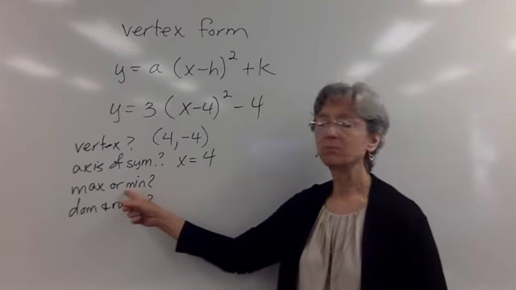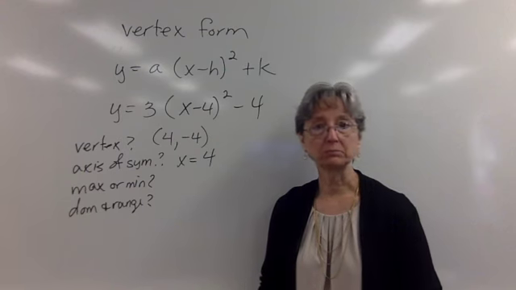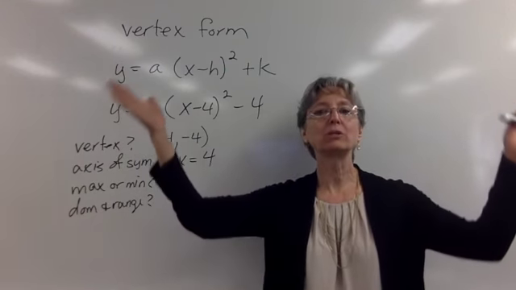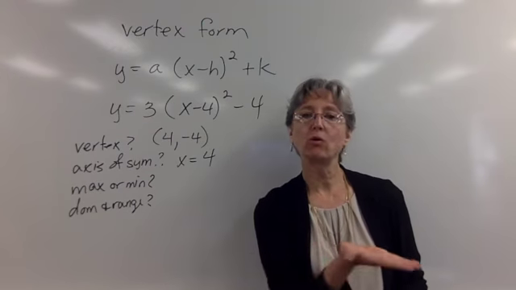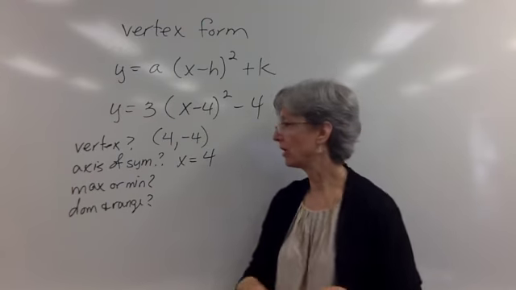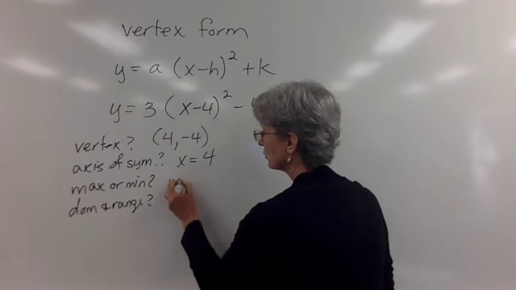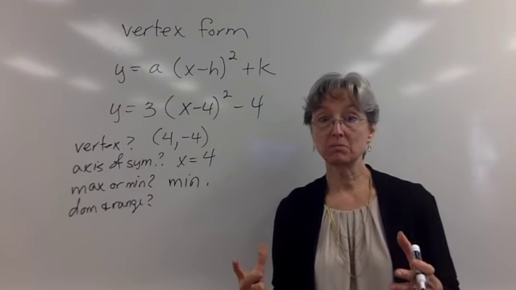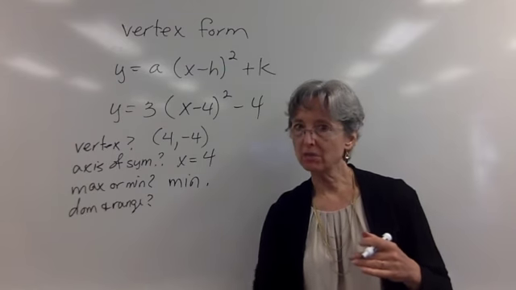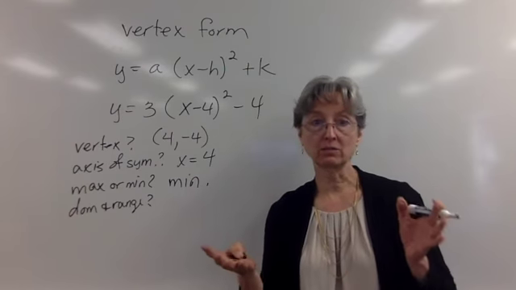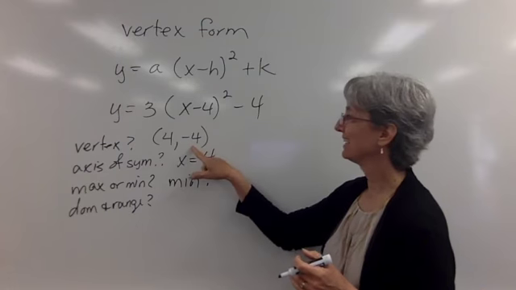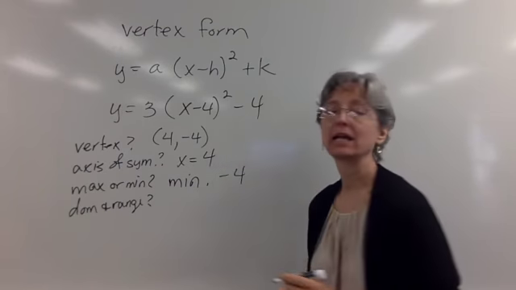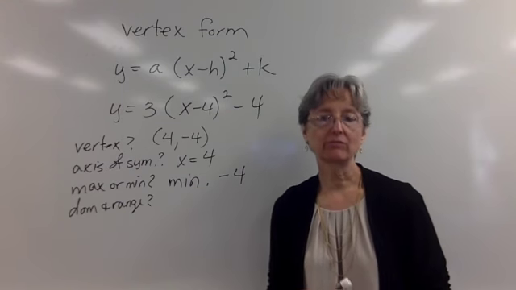Does this have a maximum or a minimum? All right, this 3 is positive, which means our parabola opens upward, therefore it has a bottom or a minimum. So you would need to write it has a minimum. What is the minimum? What's the bottom point that this parabola will reach? It's the y of your vertex. It's -4. It has a minimum of -4.